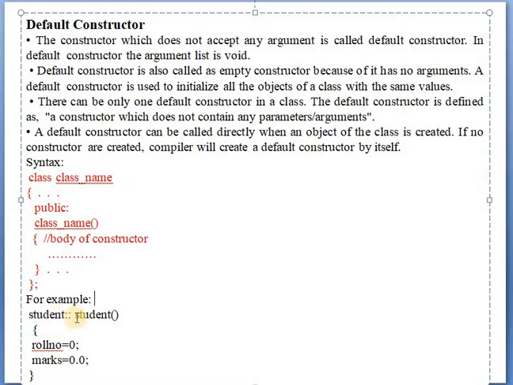Student, scope resolution operator, student. So student is here the constructor, and here we are initializing the data members of the class student, that is roll number equal to 0, marks equal to 0.0. This means after creating the object of this student class, the default constructor student is automatically called, and the roll number and marks data variables are initialized by the value 0.